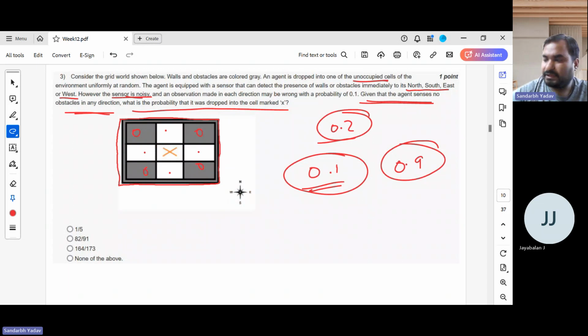So 729 upon 733. So this I think we cannot reduce it even further. 7 plus 3, 10, 30. No, cannot reduce it further. So 1 by 5 is definitely not the answer. 82 by 91, no. 164 by 72.73, no. Again, so these are like, yeah, it should be none of the above.